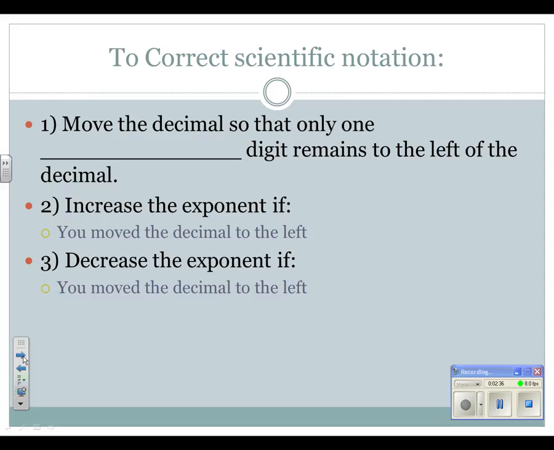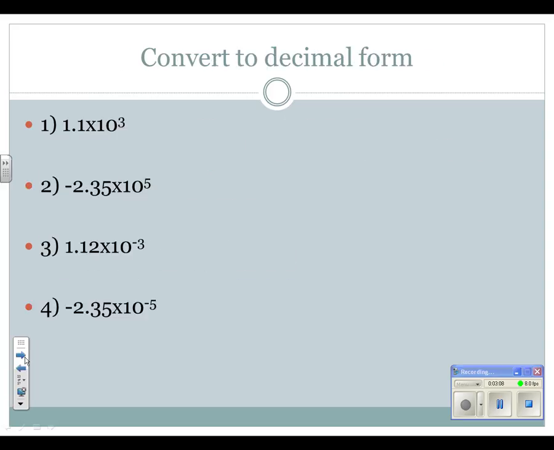To correct scientific notation, because sometimes your calculator will do it wrong, you move the decimal so that only one non-zero digit remains to the left of the decimal. You're going to increase the exponent if you move the decimal to the left, and decrease it if you move to the right. This is no different from the rules we just showed you, but sometimes you will have to fix it because it'll give you a couple of digits in front of that decimal point. So just be careful with it. Once again, you can type this into your calculator in scientific notation, and it'll check it for you.